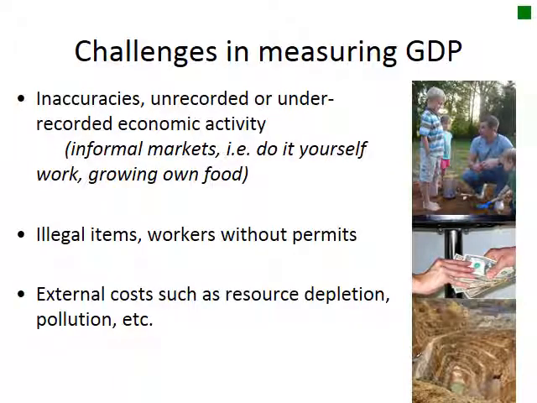Changes in measuring GDP. We can have inaccuracies, unrecorded or underrecorded economic activities, such as informal markets, such as do-it-yourself work, growing your own food. We could have illegal items, workers without permits that aren't included in GDP, or we could have external costs such as resource depletion and pollution. So an example of pollution, it's not reflected in the regular GDP figures, and the fact of resource depletion, your GDP might be looking great because you're taking out gold and copper from the ground, but if it's leaving you with fewer resources, you're actually a poorer country afterwards, especially if you're running up to the point where you're running out of these resources.